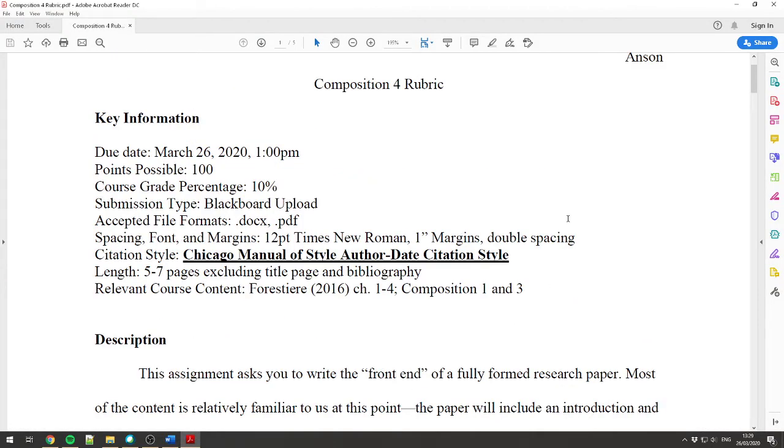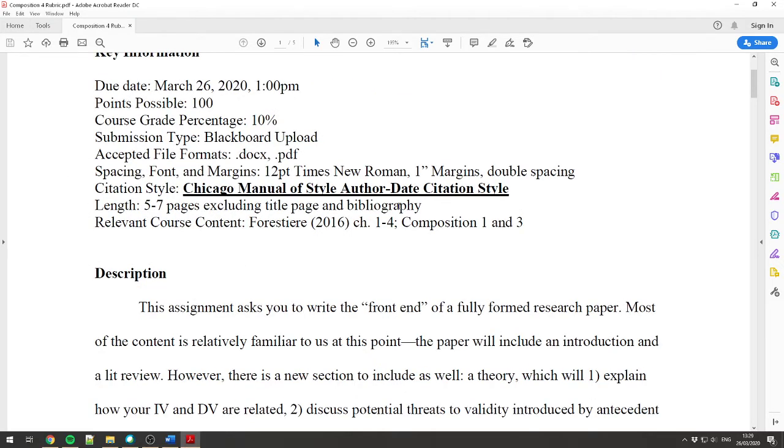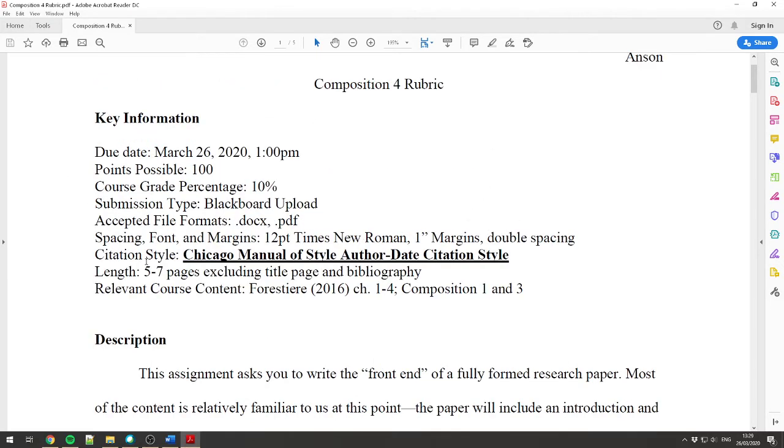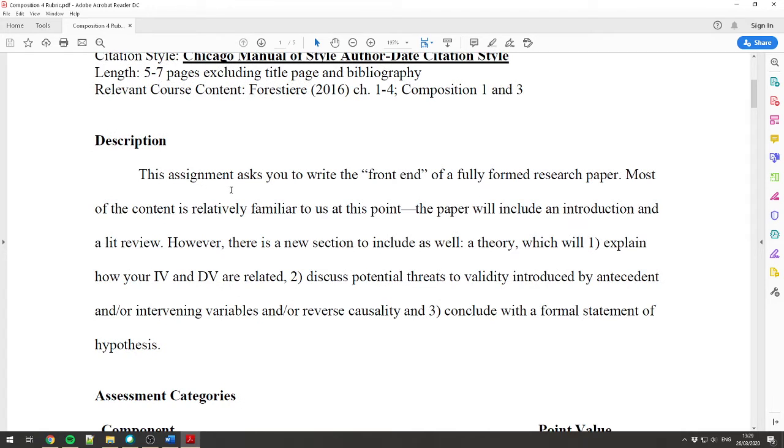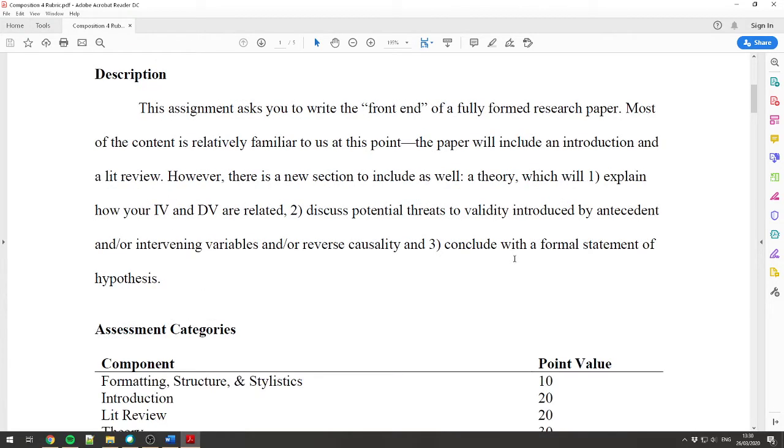And of course, the first thing that I should do when I'm trying to create a composition 4, trying to do my speed run here, is to read the rubric carefully. And so you'll see I'm going to do that. The assignment asks you to write the front end of a fully formed research paper. Of course, this content is familiar. It's an introduction, a lit review. We've already done that in compositions 1 and 3, so that should be very nice to see.